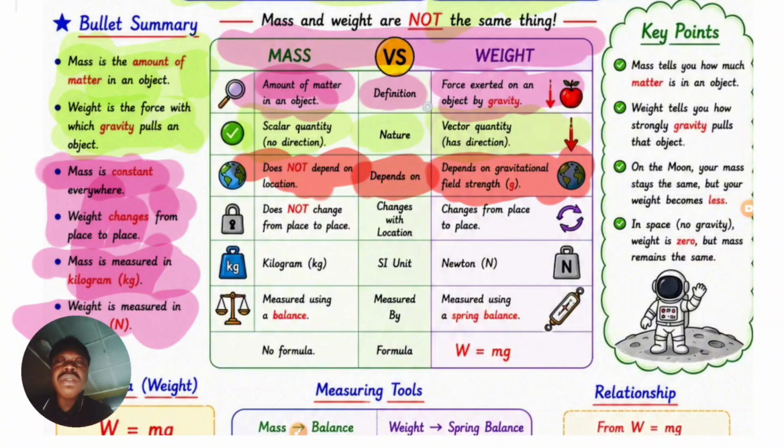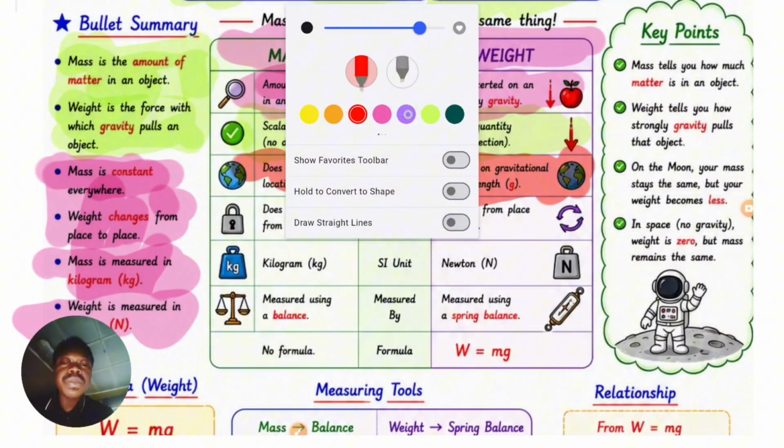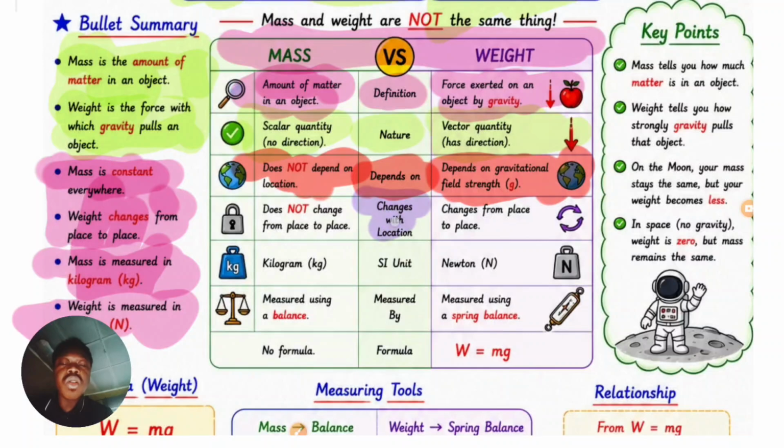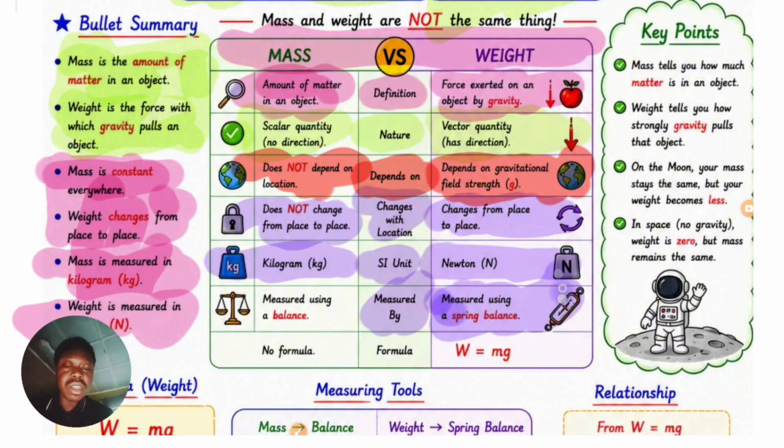Then we also have another difference that we can talk about, which is change with location. Mass does not change from place to place, but weight changes from place to place. What about SI unit? Weight is measured in Newton, but mass is measured in kilogram. And by measurement, weight is measured using a spring balance, the instrument, while mass is measured using a beam balance. Then by formula, mass has no formula per se, but weight has a particular and specific formula.